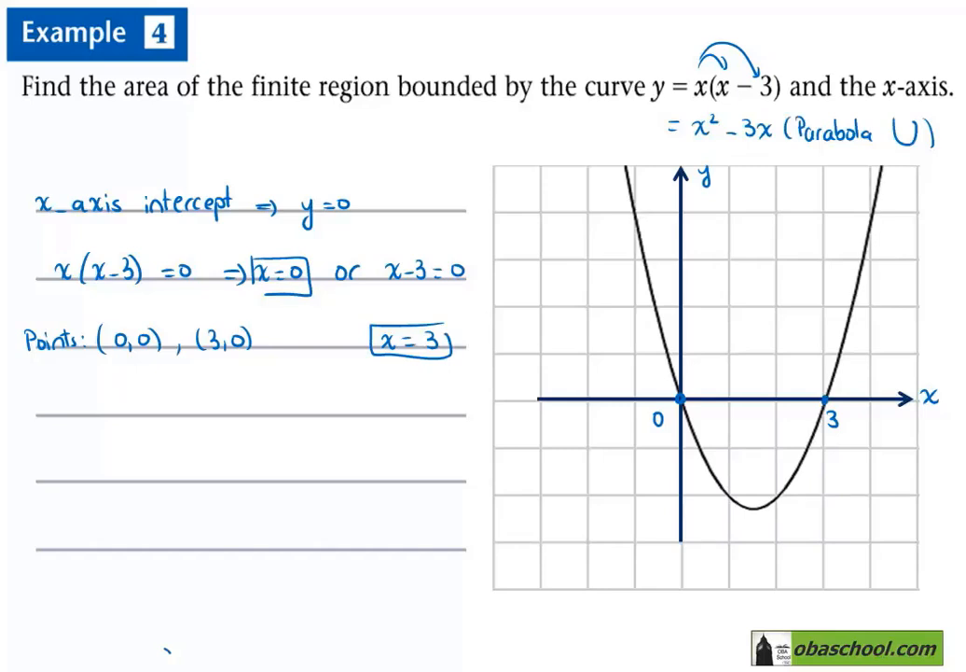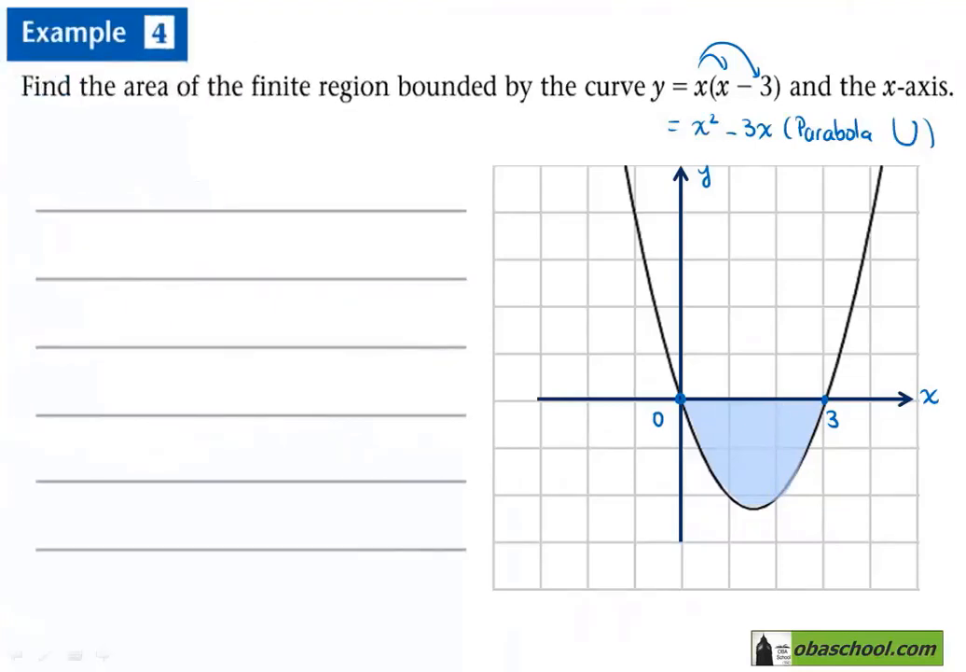Pay attention that we want the finite region. Of course, we won't take these because the curve is continuing here. So the limited region between the curve and the x-axis is here. This is the region, and as you can see, it is below the x-axis. In order to solve the area, we used to write integral of y dx, where the y is the equation here. So it is x into x minus 3.